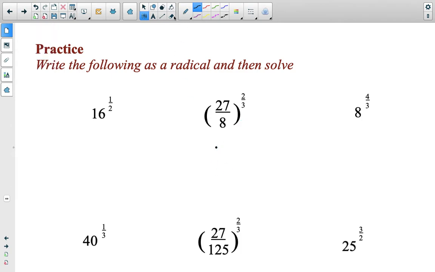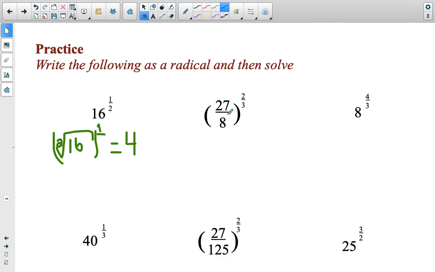So it says here, write the following as a radical. So I'm just going to pick, we'll do green. So 16 to the power of 1/2 is the same thing as the square root. Now we don't have to put a 2 here because we already know what's the square root, but you know what, I'll do it anyways. Square root of 16 to the power of 1. Well, what's the square root of 16? It's just 4, and 4 to the power of 1 is just 4.